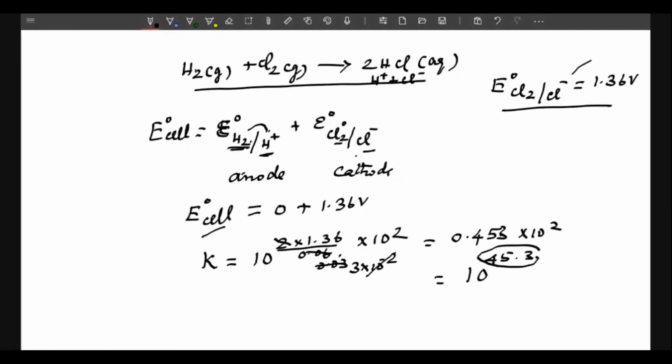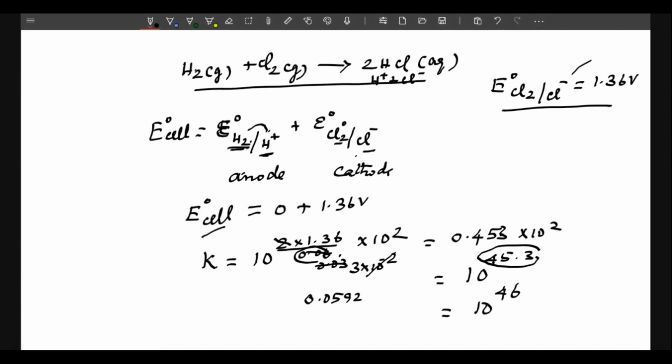Why is it 10 power 45.3? Here we have written 0.06, but actually it is 0.0592. Here, the lower the value in the denominator, the higher will be the answer. Therefore the answer would be very near to this. The correct answer is 10 power 46. Therefore, by using this approximation method, you can calculate this one.